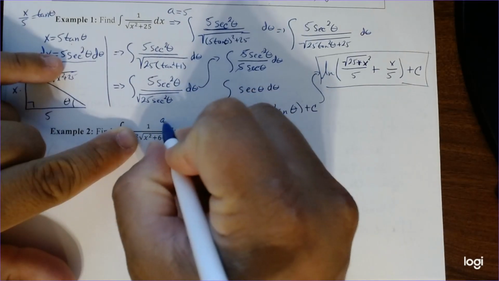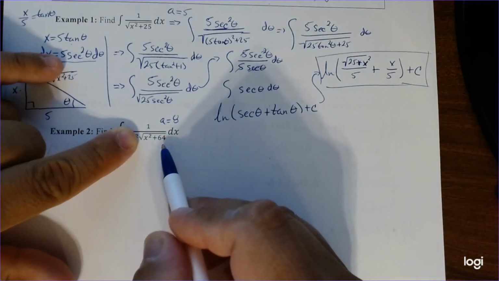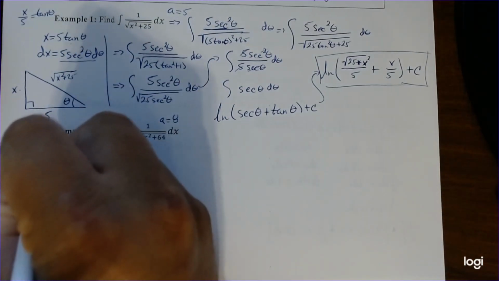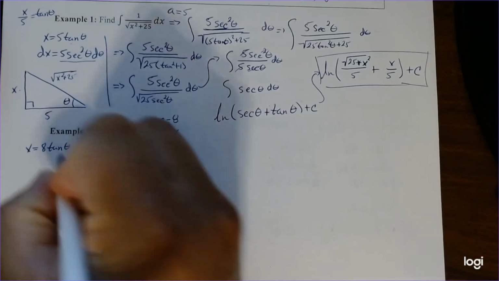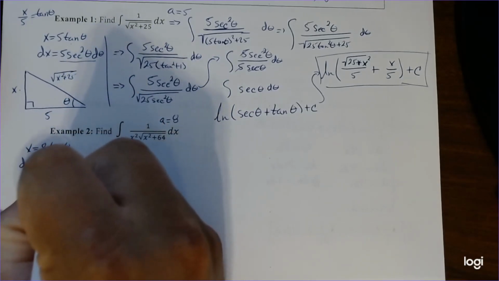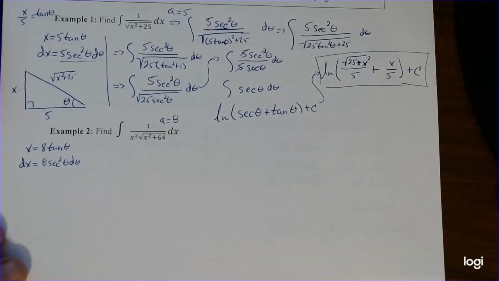In this case, A is going to be 8, right? Because 8 squared gives you 64. So therefore, we're going to let x equal 8 tan theta. Therefore, the derivative is going to be 8 secant squared theta d theta. And hopefully you guys get the notion of what we're about to do.